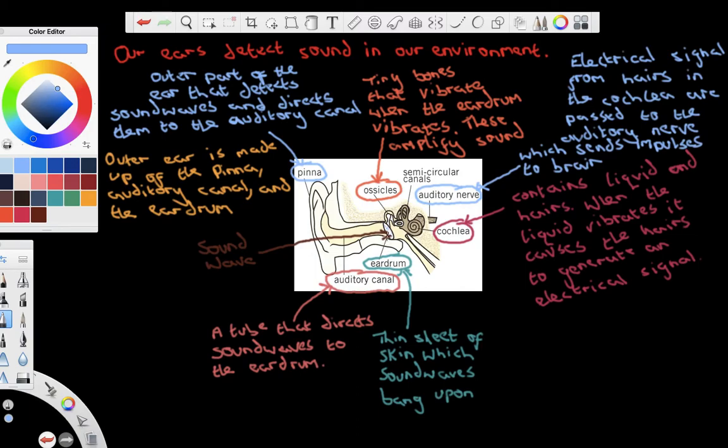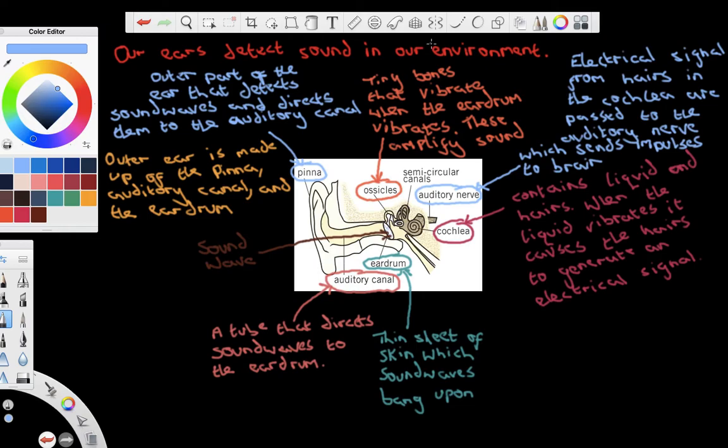The eardrum is a thin sheet of skin which has sound waves bang upon it. When the sound waves bang upon the eardrum, these cause the ossicles to vibrate. The ossicles are the tiniest bones in your body which cause vibrations. This causes the sound to be amplified. This passes on the message through what's known as the semicircular canals all the way through to the cochlea.